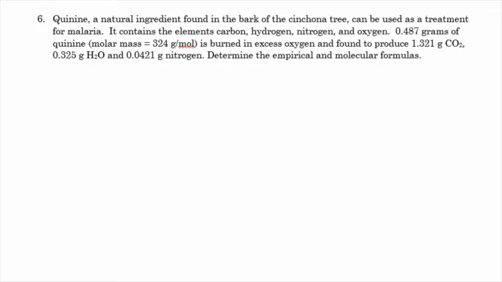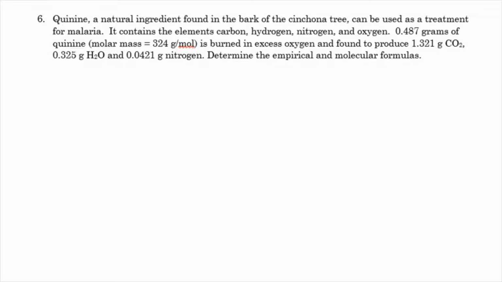The sixth question. Quinine, which is a natural ingredient found in the bark of the cinchona tree, can be used as a treatment for malaria. If you've ever tasted tonic water, it has quinine in it. That's what gives it that unique flavor. Quinine contains the elements carbon, hydrogen, nitrogen, and oxygen. Now if you read the rest of the problem, it's burned in excess oxygen. It produces a certain amount of CO2 and water, and a certain amount of nitrogen. We want to get the empirical and molecular formula. So this is a combustion analysis problem plus a little bit extra work.